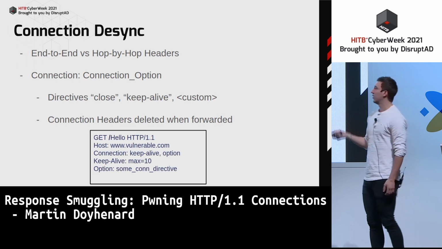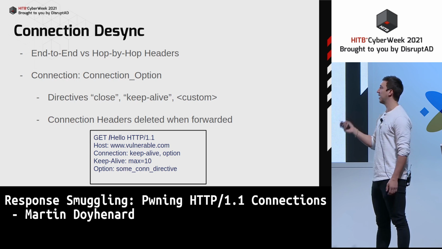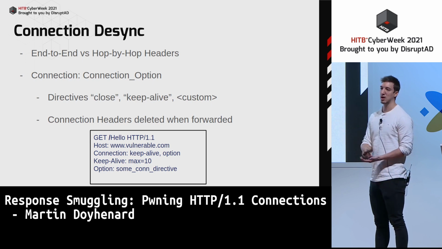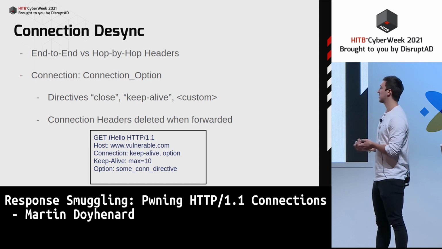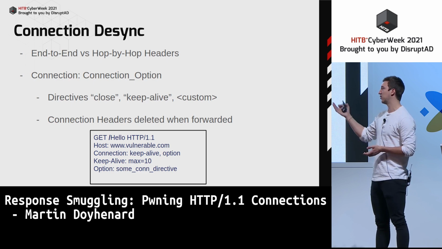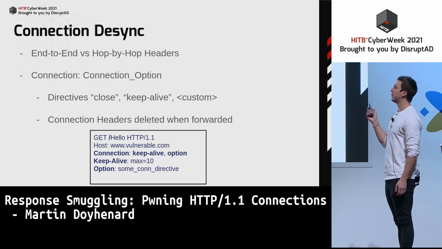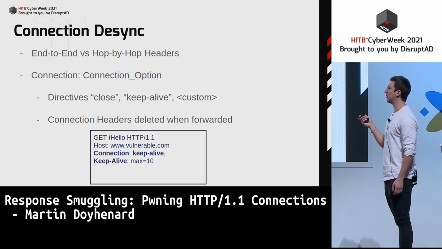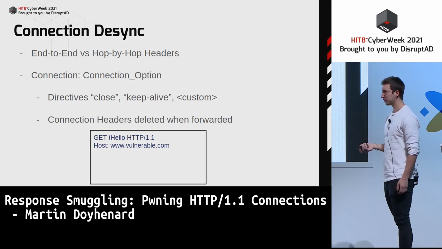So, as an example, if we send a request saying we have the connection keep-alive and the option value, then we can set a keep-alive header to say how many requests should be used in the same persistent connection. But we can also set an option header, which is the value we set in the connection. And what this will cause is that the proxy, before forwarding this request, will delete the option header and the keep-alive header, as well as, of course, the connection header.